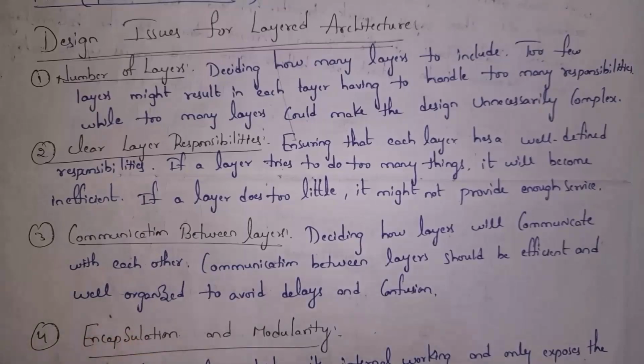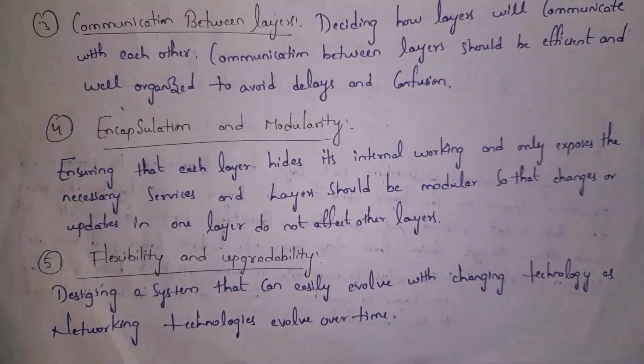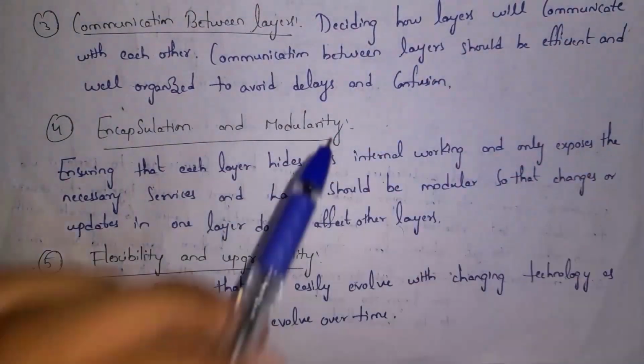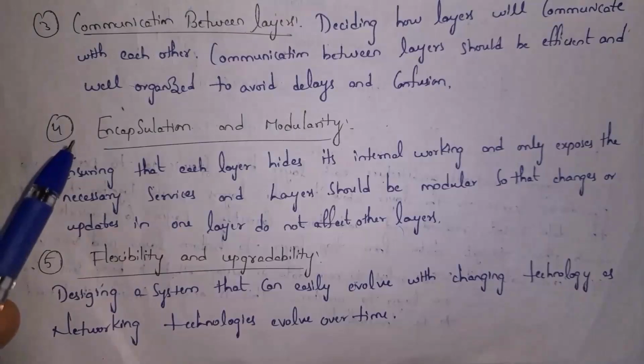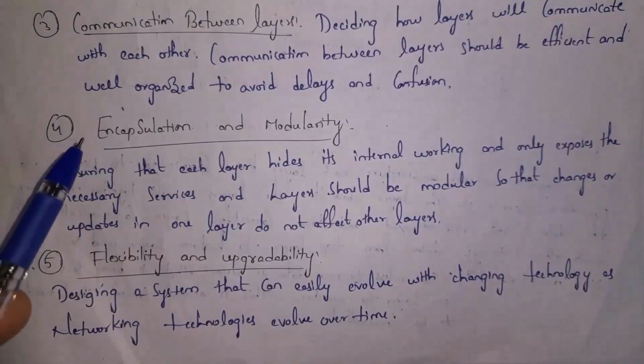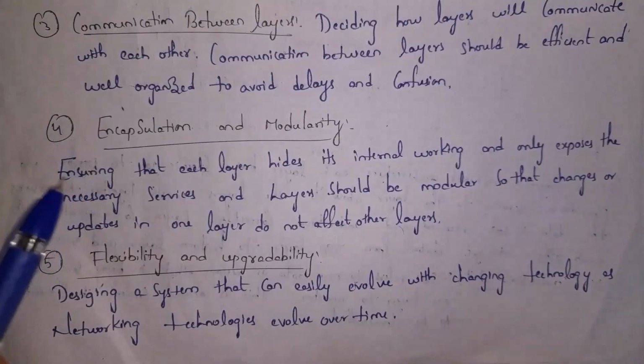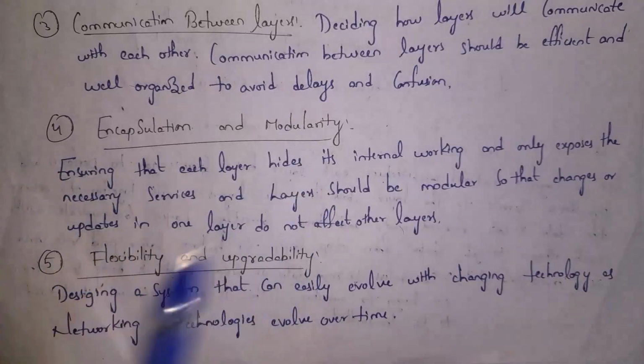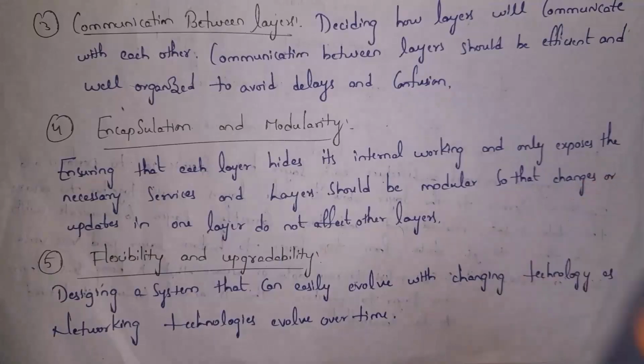And the fourth one is encapsulation and modularity. One layer will provide service to the layer above. The above layer need not know how the below layer is created. Encapsulation means the above layer need not know how the below layer will work. The above layer just takes service from the below layer, that's it. And modularity means whatever changes are made in one layer, it must not affect other layers. This is the meaning of modularity.